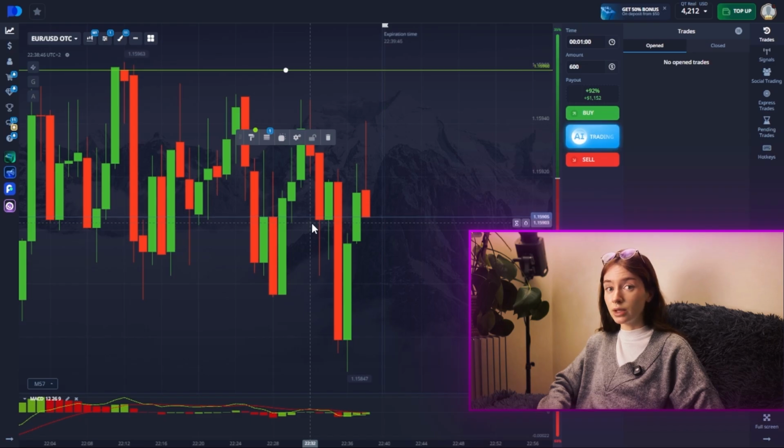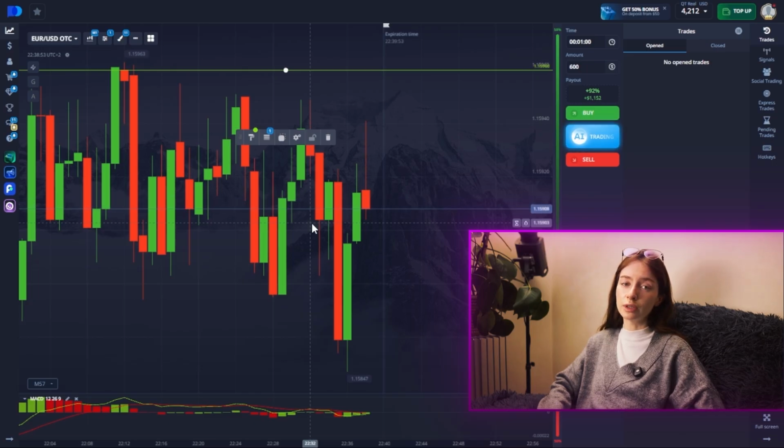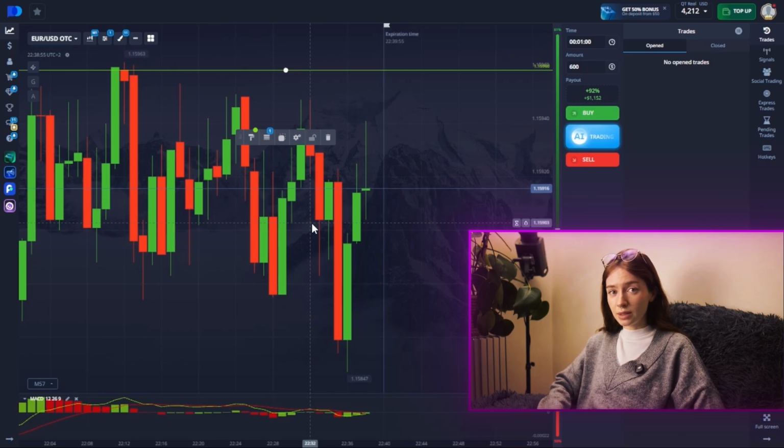If you understand when to trade trends and when not to enter the market at all, you'll definitely be profitable. If you understand this, you're already ahead of most traders.